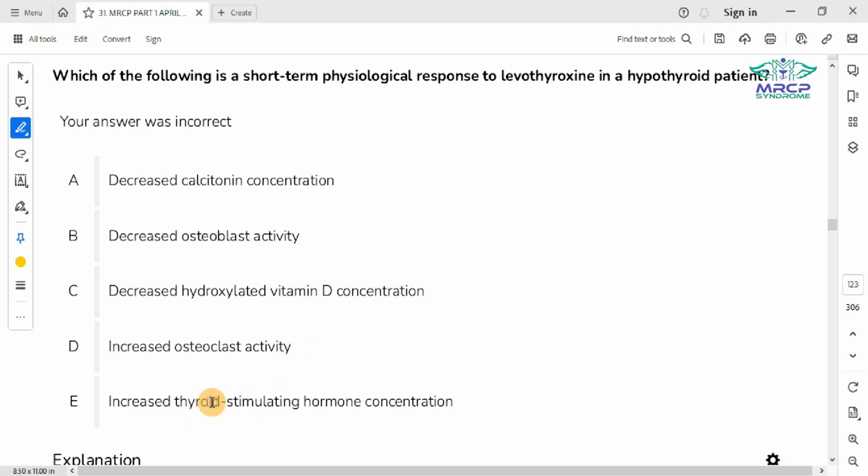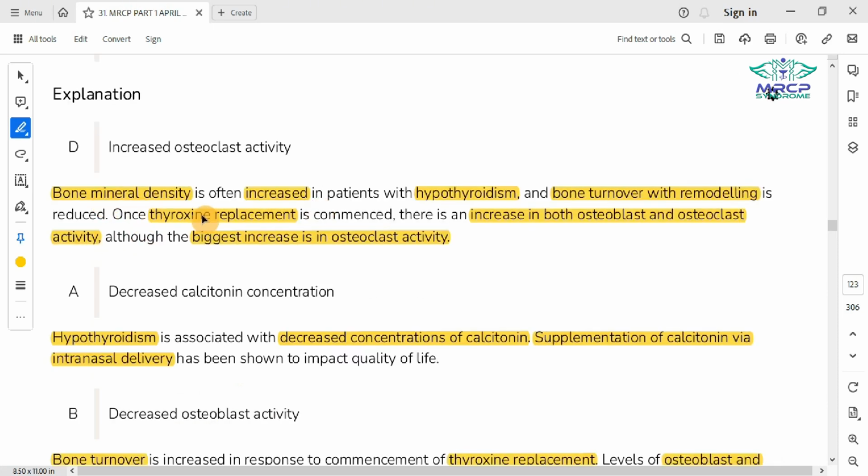Following levothyroxine treatment, there would be decreased bone mineral density. In patients with hypothyroidism, bone mineral density is increased and the bone turnover with remodeling is reduced. Once thyroxine replacement is commenced, there is an increase in both osteoblast and osteoclast activity. But the increase is more pronounced in osteoclastic activity. So there would be increased osteoclast activity.